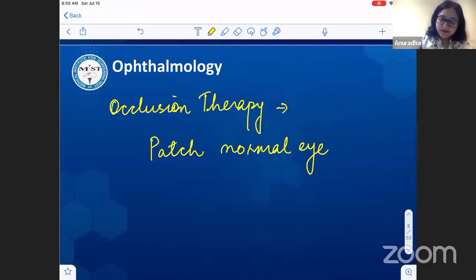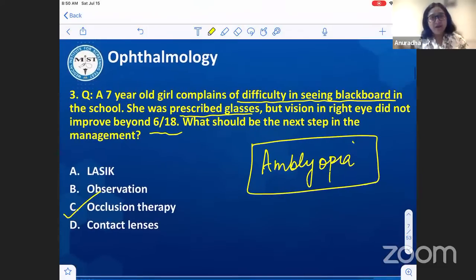Whether they ask you a straightforward question, what is the treatment of amblyopia or best treatment, or they ask you a question like this. Here the patient is myopic. She was given glasses, but maybe because of anisometropia, that is the difference in the refractive error between two eyes, she has amblyopia. LASIK is not indicated. We are not looking at refractive surgery. The age is 7 years old. Observation, if you do not do anything, the vision will be suppressed for life. So that's not the right answer.